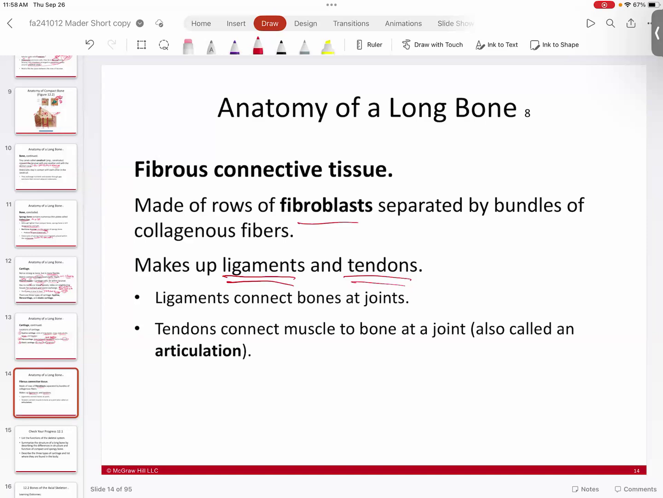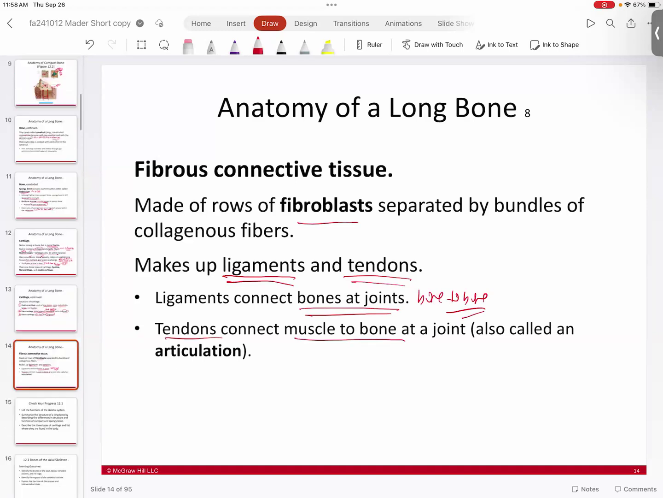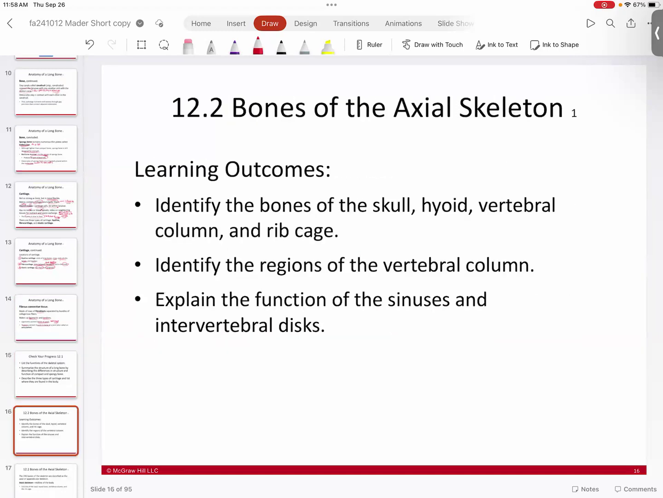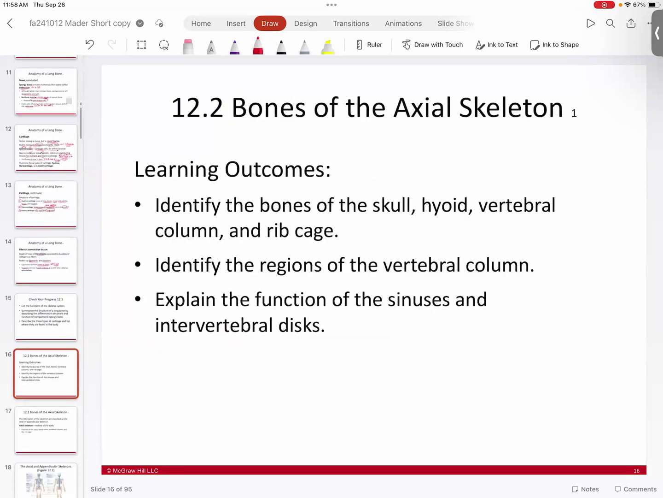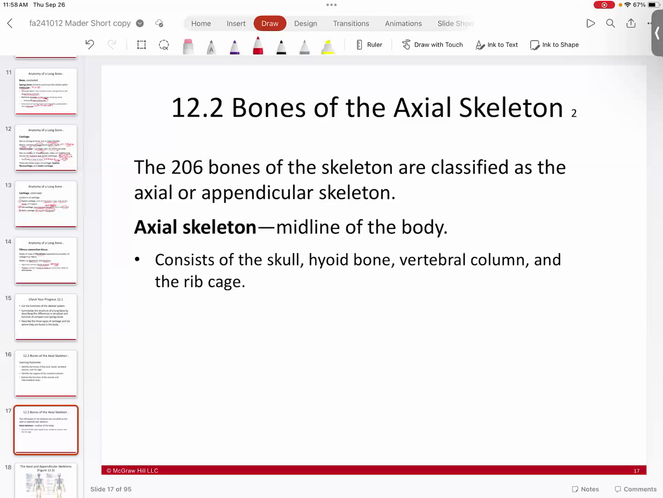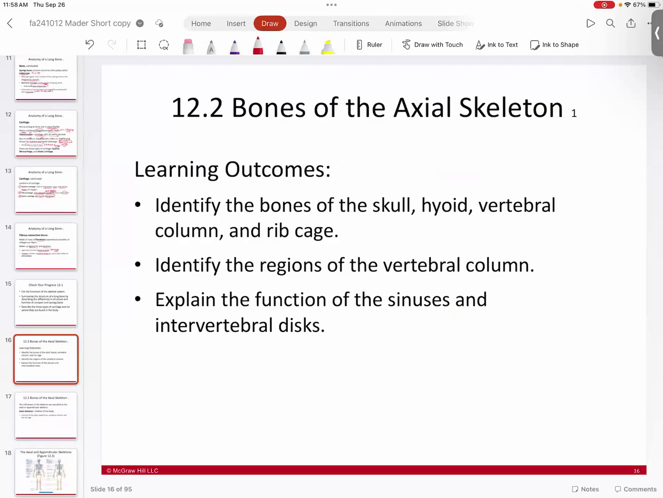So your ligaments are responsible for connecting bones to bones. So this is bone to bone. And they typically will do this at joints. And then tendons will connect muscle to bone, also at a joint. And this is called an articulation. So when a muscle connects over a joint, that's called an articulation. You're articulating one muscle or one bone to another.